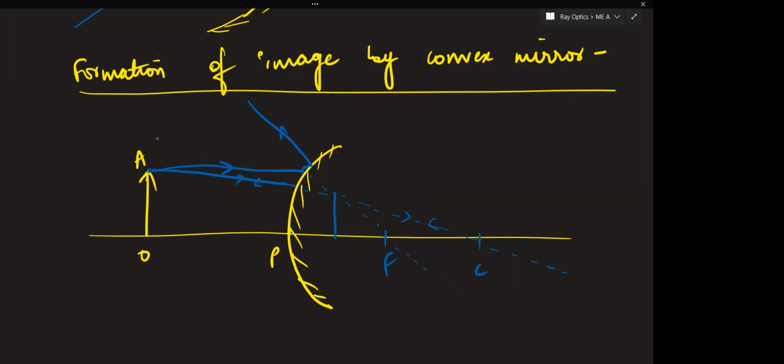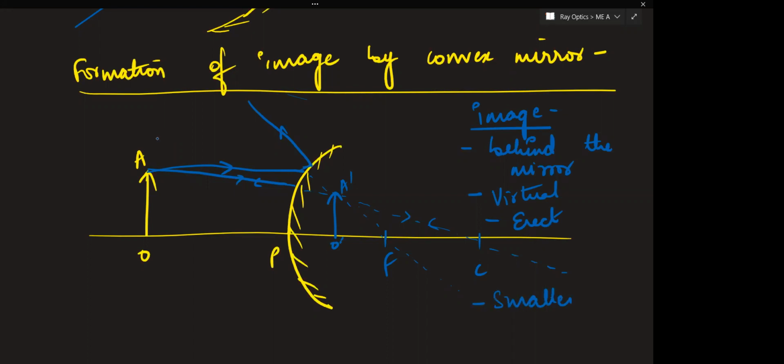So an image will be formed here. Regarding the image, it is formed behind the mirror. It's virtual because light rays are not actually meeting. It's erect, as you can see, this is exactly O dash, A dash. And lastly, this is smaller than the object.